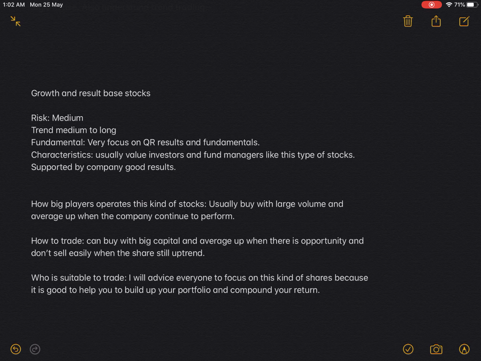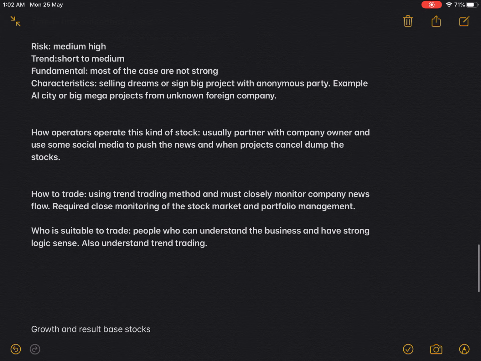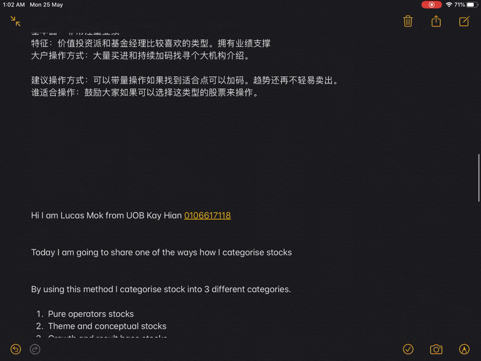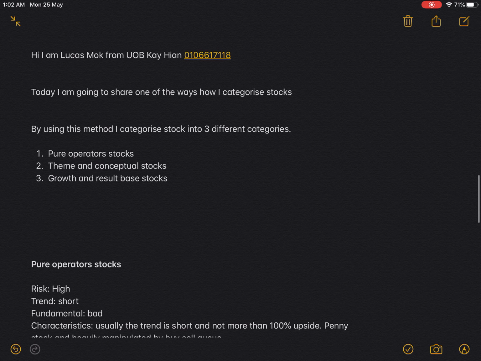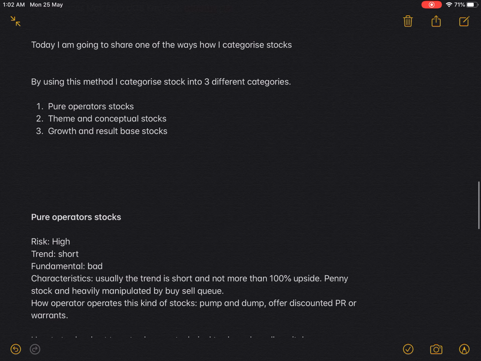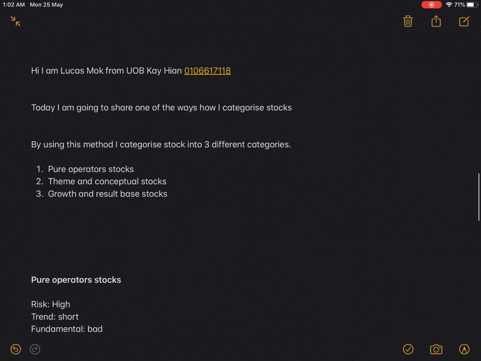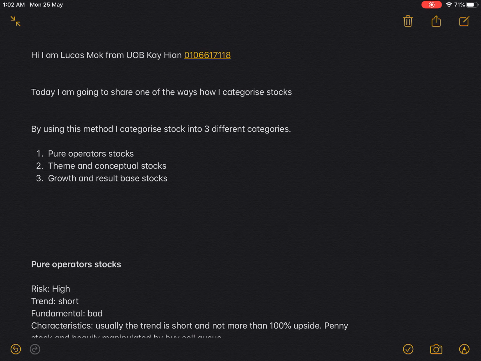You need to categorize the stocks that you want to buy into these three categories. This will help you to make your investment strategy, and also to know what to do, what to trade, and what risks are involved in investing in the company that you want to invest in. So that's all for today. If you are interested to know more, and if you are not sure which category the company falls in, you can let me know. We can discuss together.